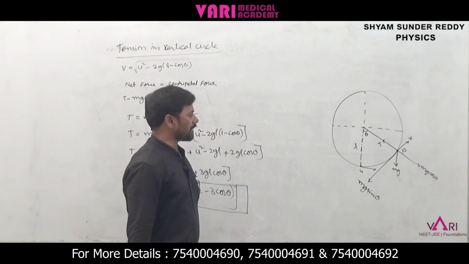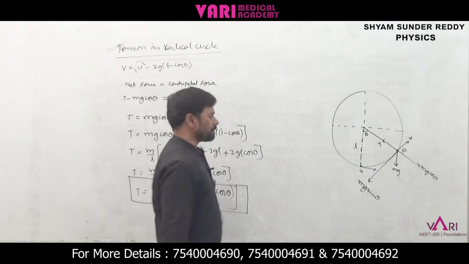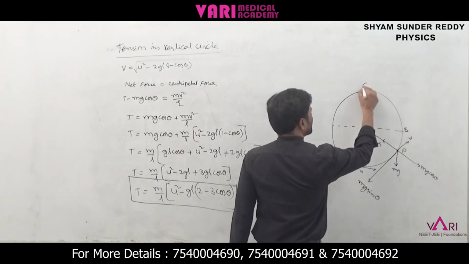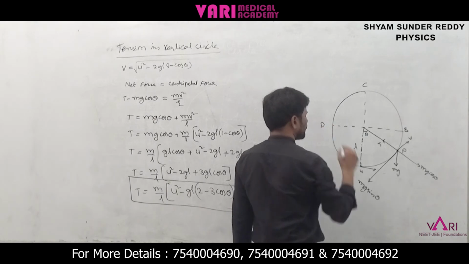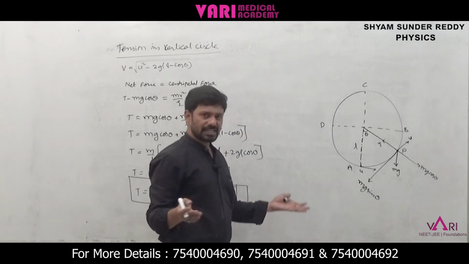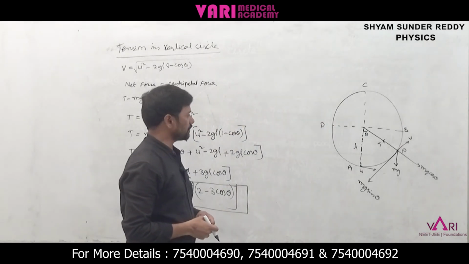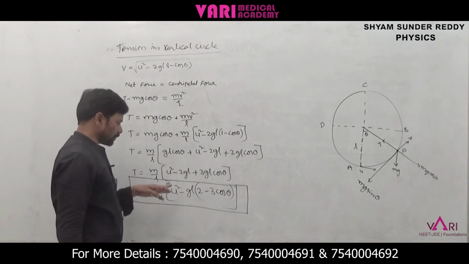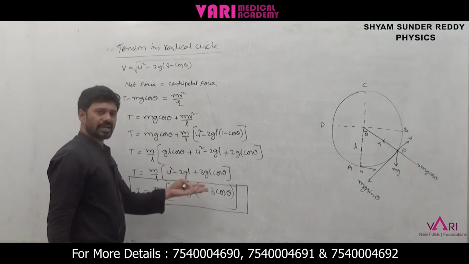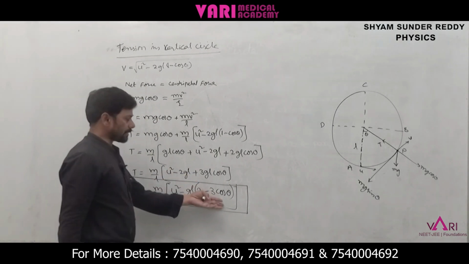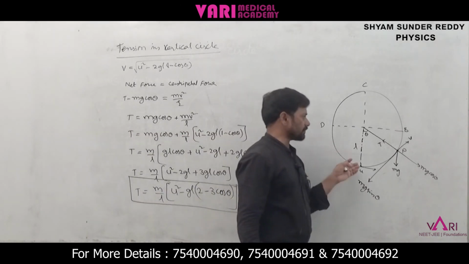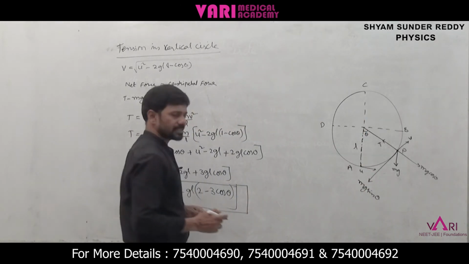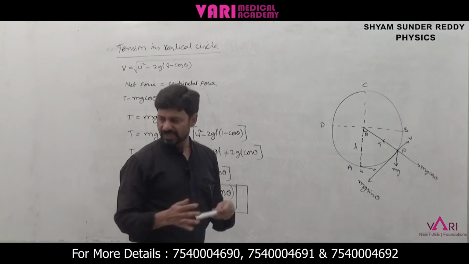Now, we want the tension at point A, tension at point B, tension at point C, tension at point D. We need to find whether the tension increases or decreases. T is equal to m by L into u square minus gl into 2 minus 3 cos theta. Just apply the theta value in this equation, then we will get the tension at the particular places.